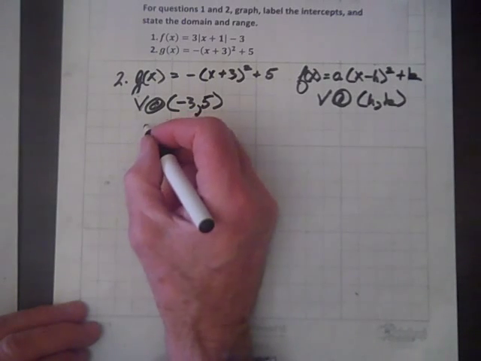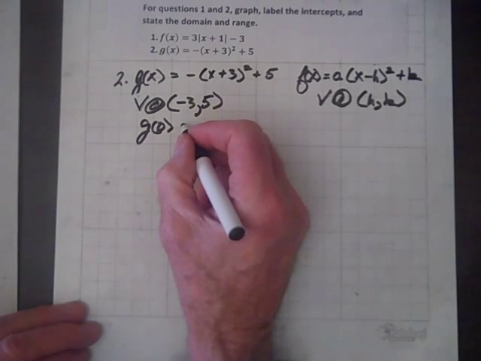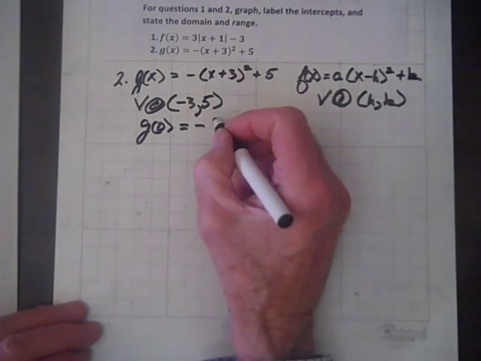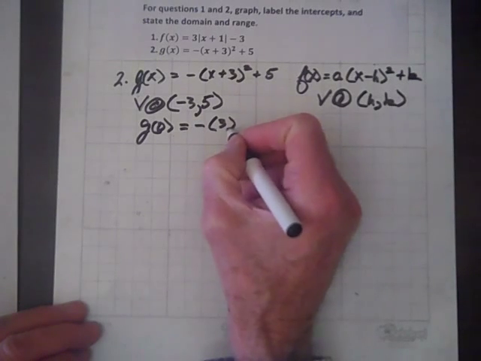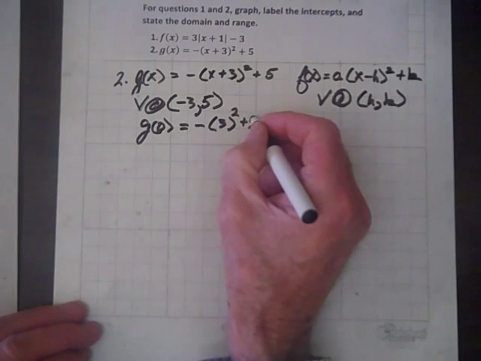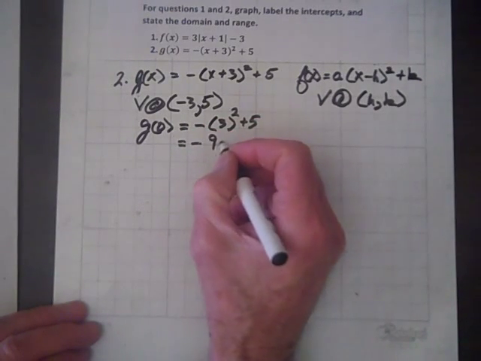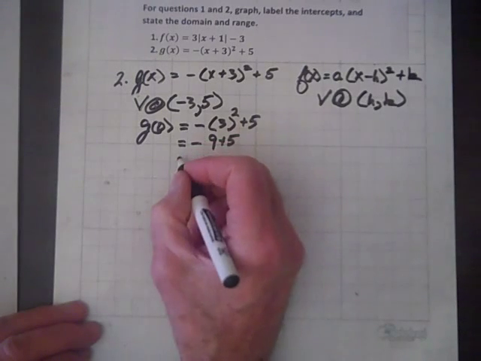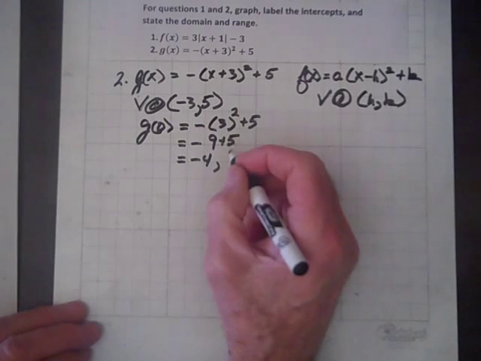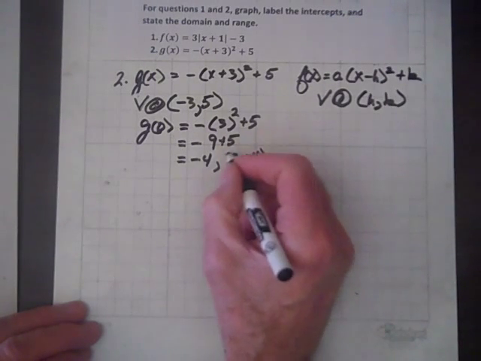Let's find the y-intercept. So we'll evaluate g of 0 to do that. That equals negative, and replacing x with 0, we just have a 3 in the parentheses. We're going to square that, and there's our plus 5. So that equals negative 9 plus 5, which equals negative 4. So the y-intercept occurs at (0, negative 4).